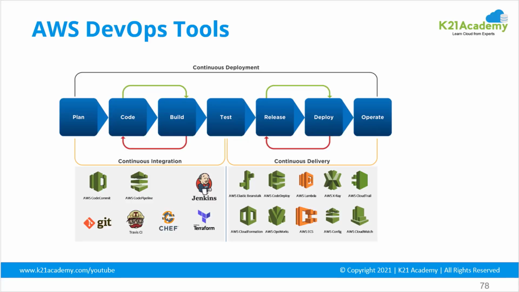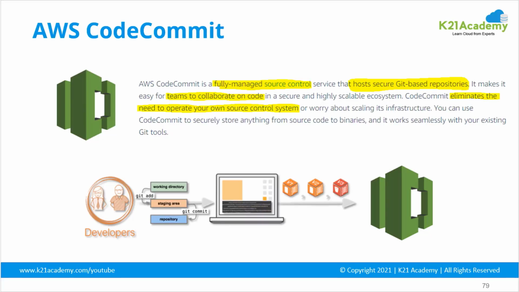And then for delivery, you have other applications as well, like OpsWorks and CloudFormation, or AWS Config, and CloudWatch for monitoring, and AWS CloudTrail for auditing the events or auditing the AWS. So that whole process is CI/CD DevOps tools. So let's begin with the first tool which a developer will use, which is CodeCommit.